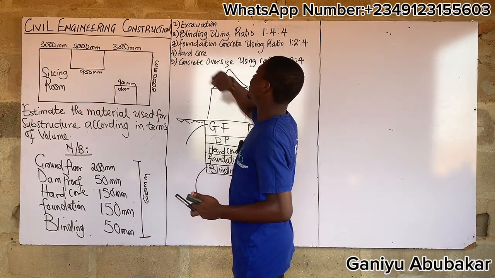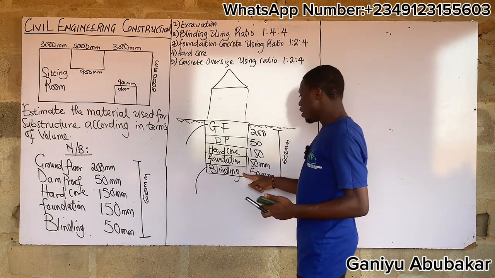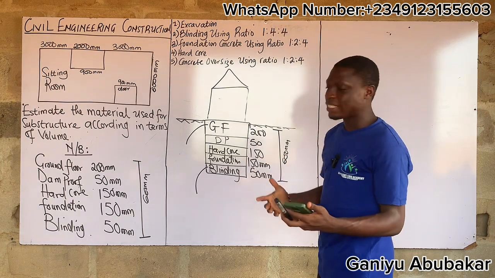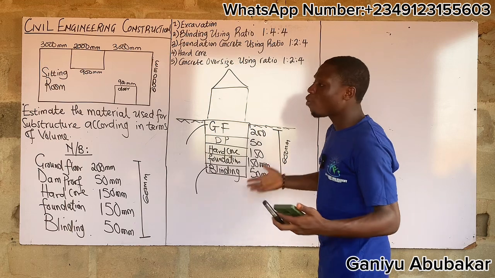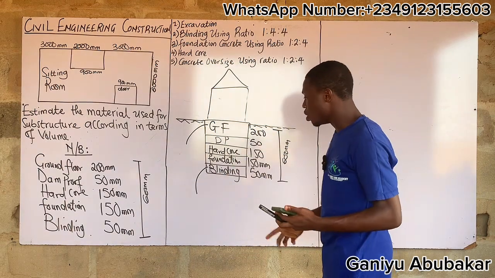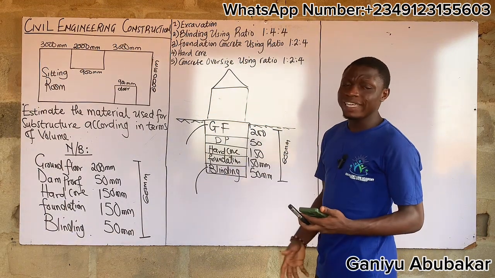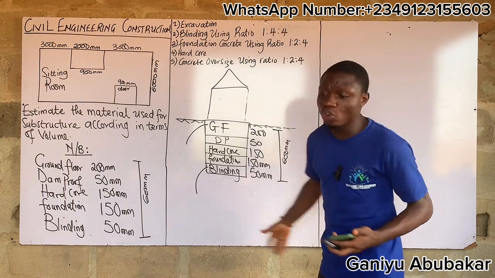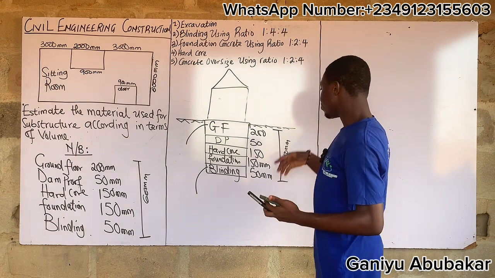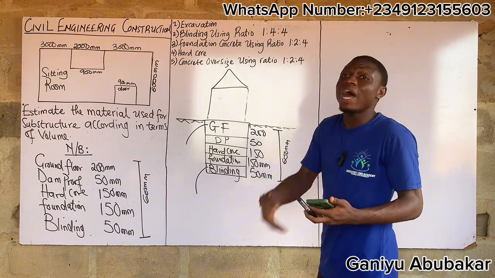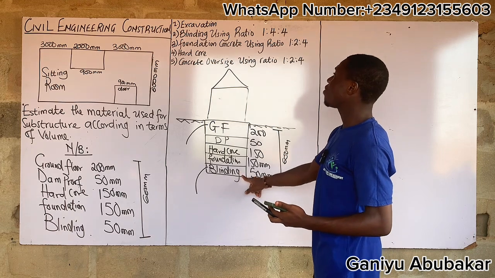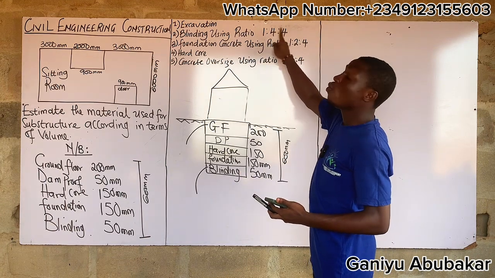Also, the blinding we're asked to use is a mixture of cement and granite, like a concrete that is first poured on the ground after excavation. It is called blinding. So blinding is simply a mixture of sand, cement and granite that is poured on the ground after excavation, right? So this is my blinding. For the blinding, I'm given a ratio of 1:4:4.